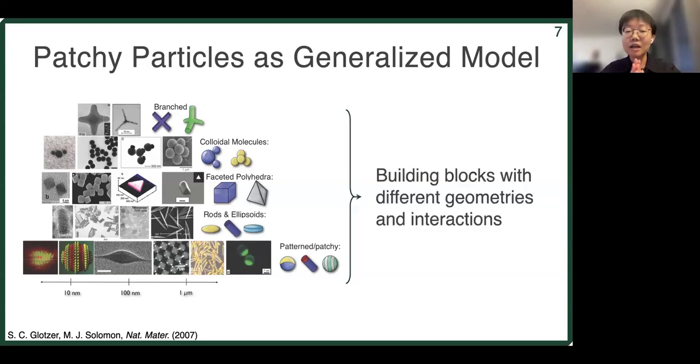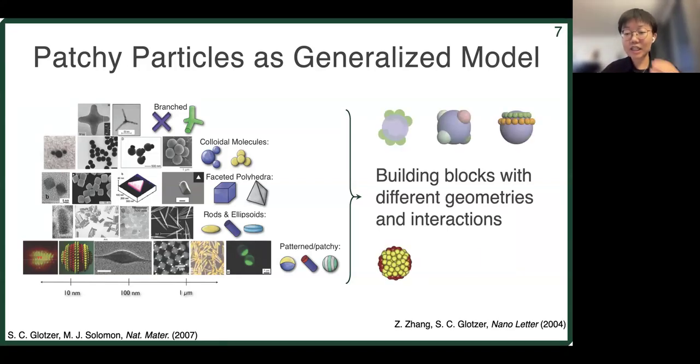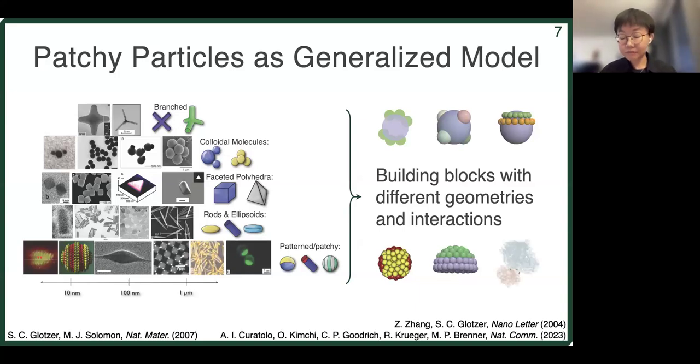We can coarse-grain all these building blocks with different geometries and interactions. So you can imagine a collection of different types of patchy particle models. This can then be used to model a lot of different structures. Here, at the end, I even show a very complicated patchy particle model, which you can see is coarse-grained from a protein PDB file.